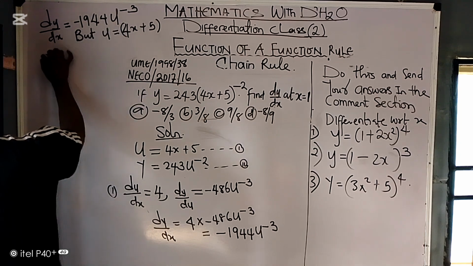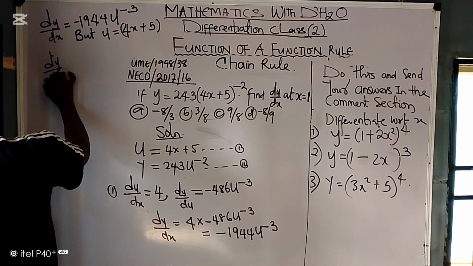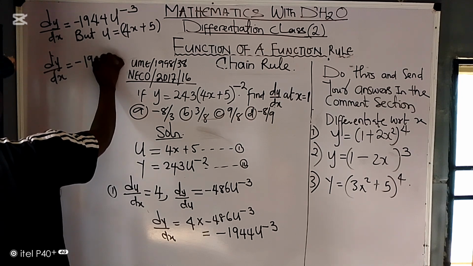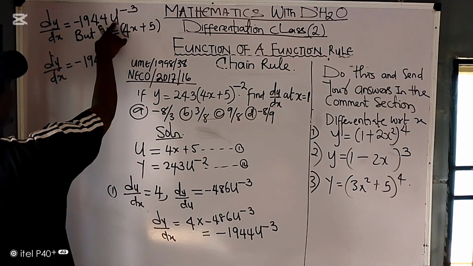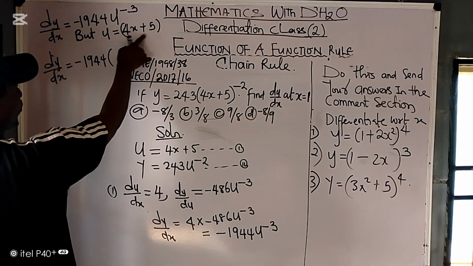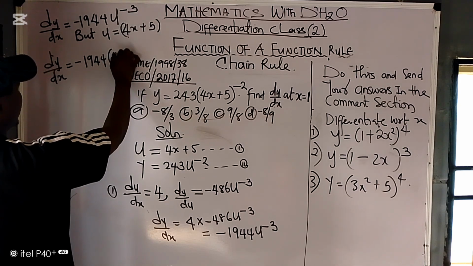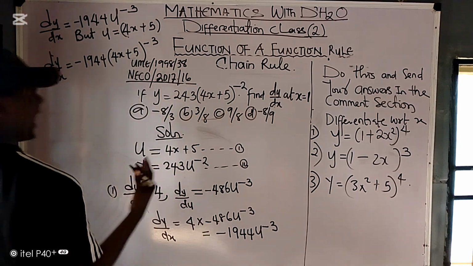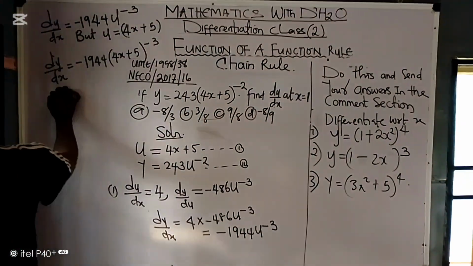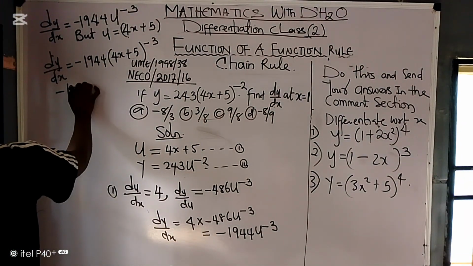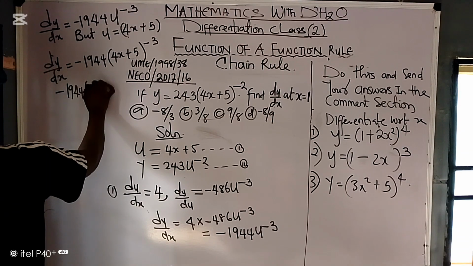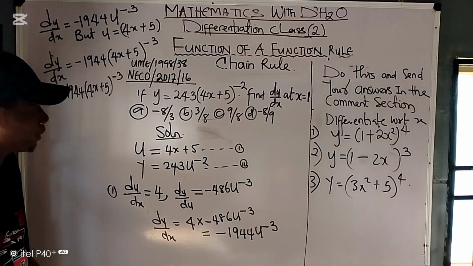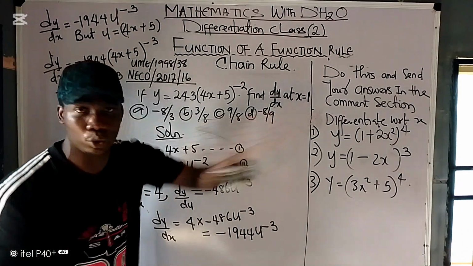So you have 4x plus 5 as the value for u. So put it here. Our dy over dx will give us minus 1944. Then in place of this u, you have 4x plus 5 raised to the power minus 3. So our final answer actually is minus 1944 bracket 4x plus 5 raised to the power of minus 3. You get? But now they said that x is equal to what? 1.